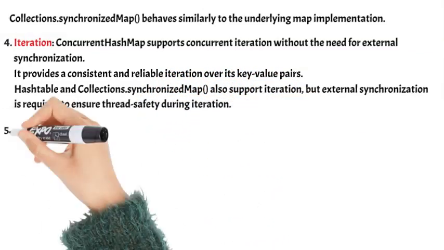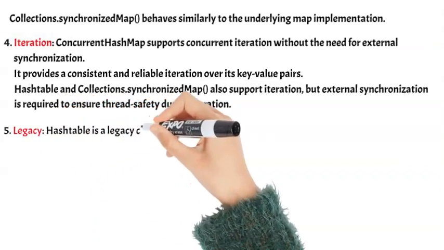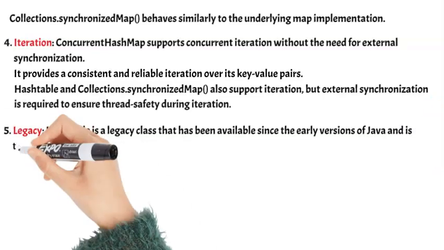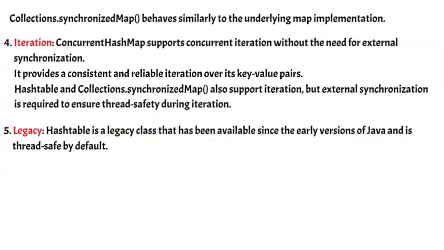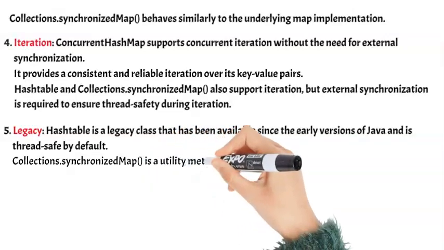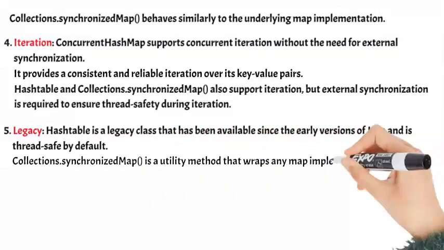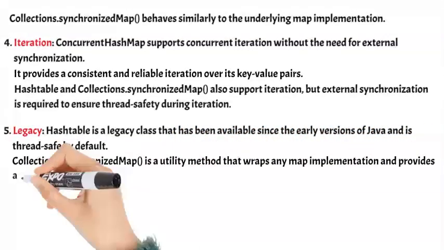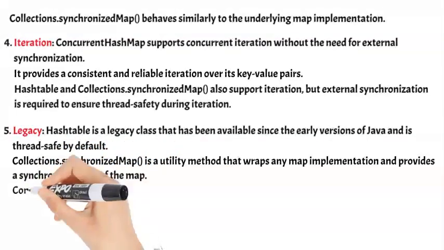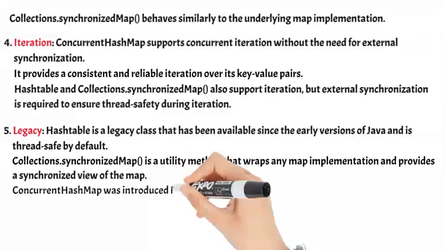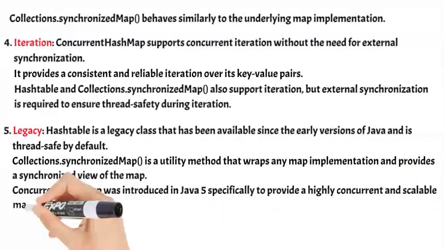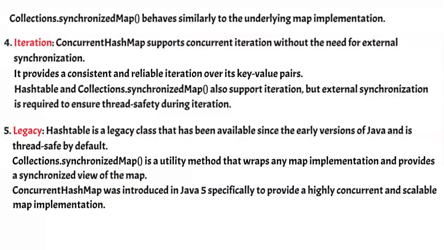5. Legacy. Hashtable is a legacy class that has been available since the early versions of Java and is thread-safe by default. Collections.synchronizedMap is a utility method that wraps any map implementation and provides a synchronized view of the map. ConcurrentHashMap was introduced in Java 5 specifically to provide a highly concurrent and scalable map implementation.